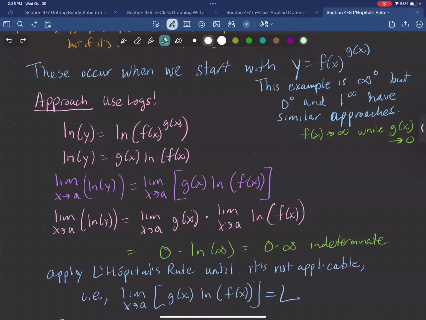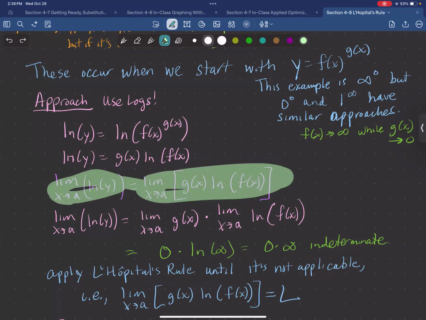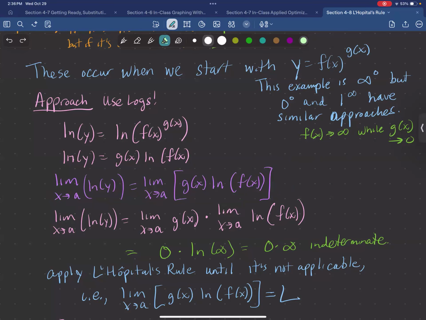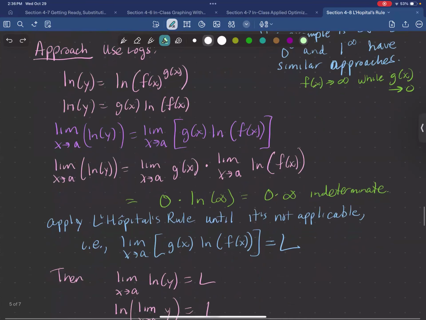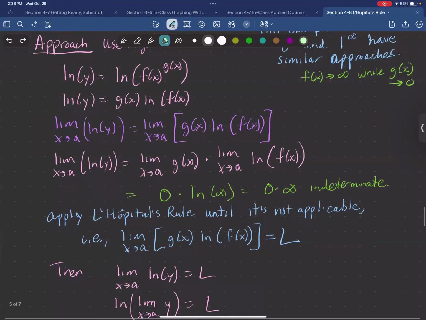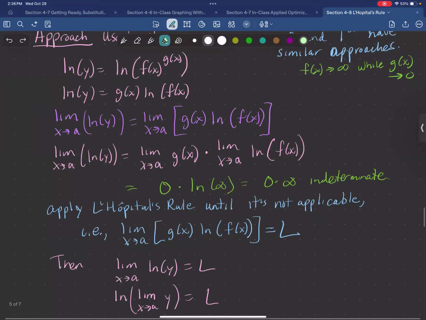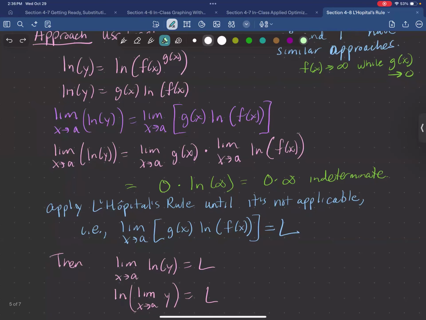So remember, this ugly thing was the same as the limit as x goes to a of natural log of y. So I'm just saying the limit as x goes to a of natural log of y equals the L. And now I can move the limit inside the natural log as we've been able to do before. It's been a while since you've done this, but limits are allowed to move inside stuff.